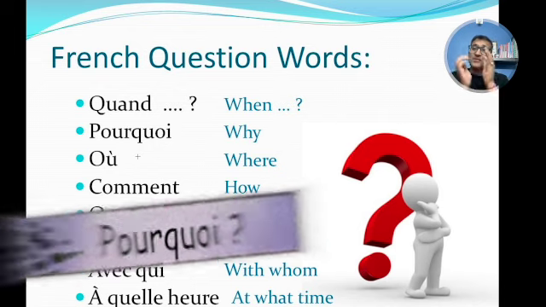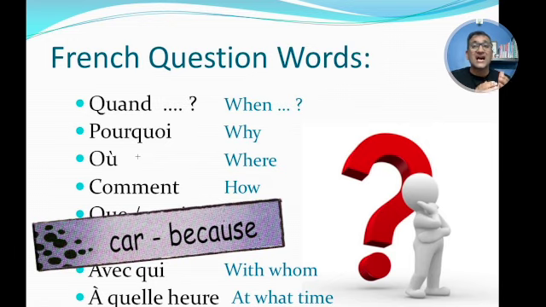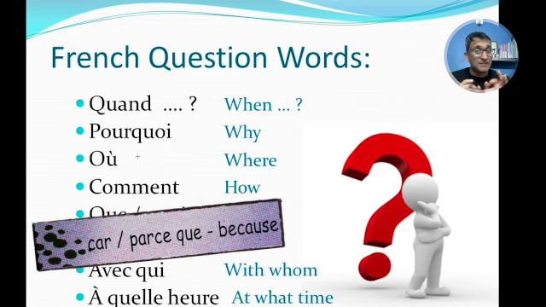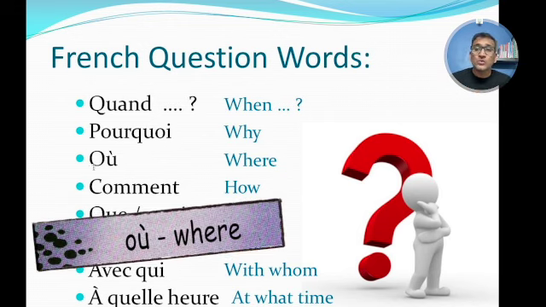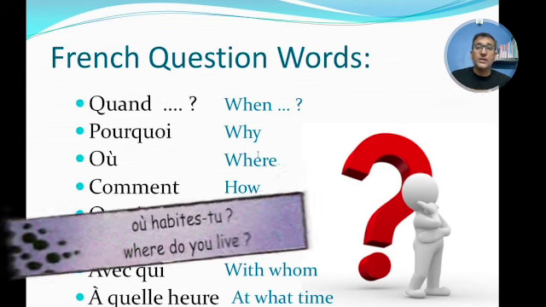It means whenever the question starts with pourquoi, your answer should be with either the word car or parce que. Remember, car or parce que. Fine. Now the next word is où, which means where. Où habites-tu, for example? Where do you live?